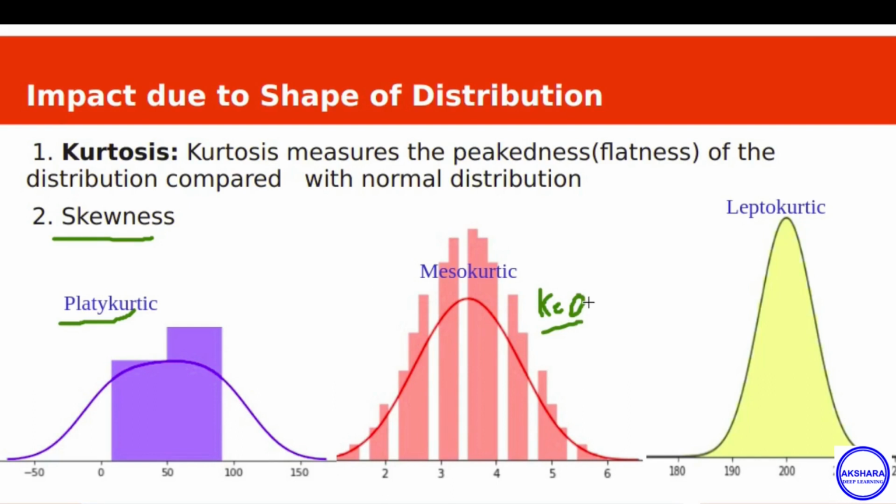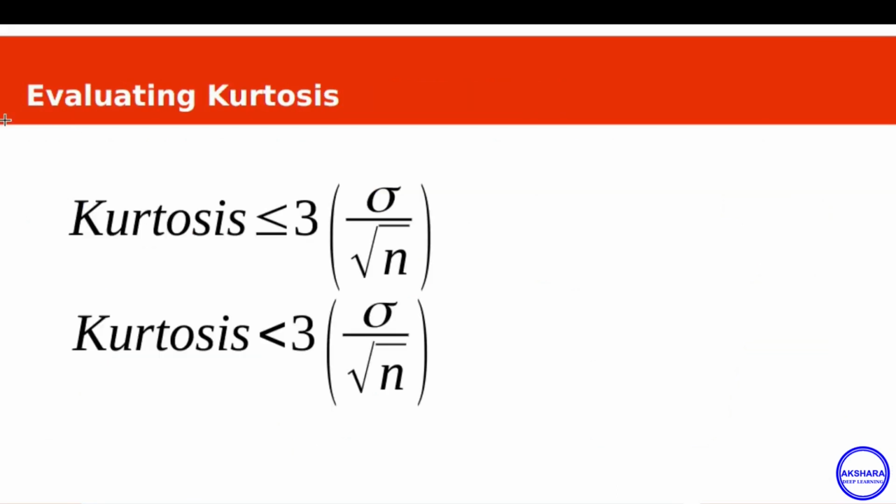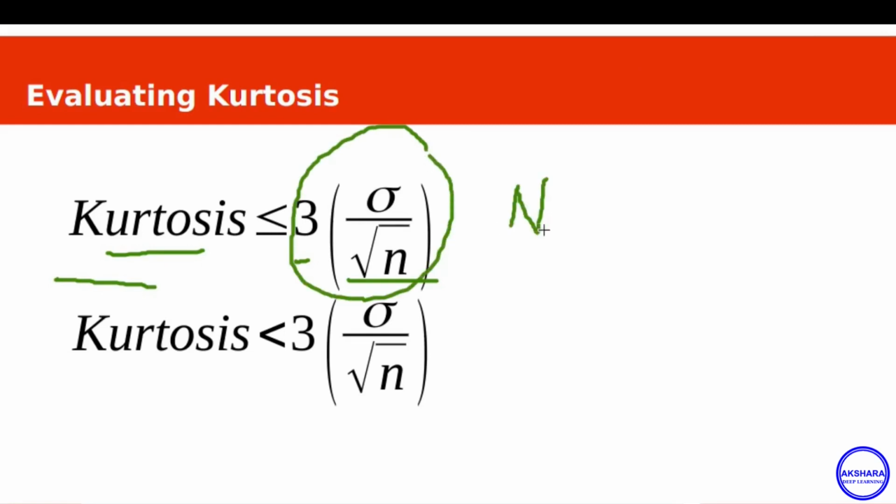Data that have outliers have large kurtosis. Data without outliers have low kurtosis like this. The kurtosis of normal distribution will be 0. The rule for evaluating kurtosis: if the absolute value of kurtosis is less than 3 times the standard error, then the kurtosis is not significantly different from that of the normal distribution. Means the distribution which has kurtosis less than this value can be considered as normal distribution. Here it is not less than, it is greater than. If kurtosis is greater than 3 times the standard error, it cannot be considered as normal distribution.